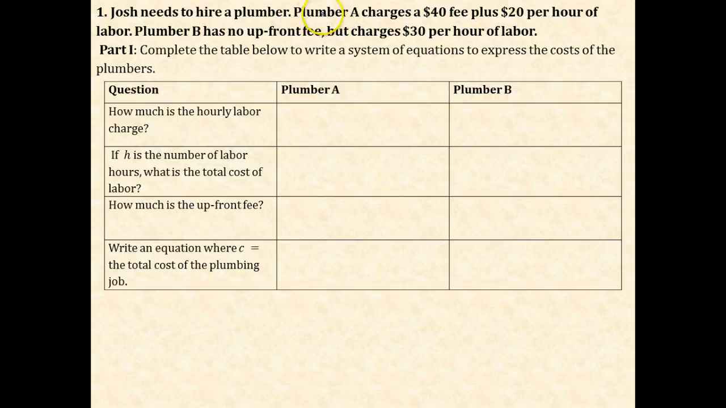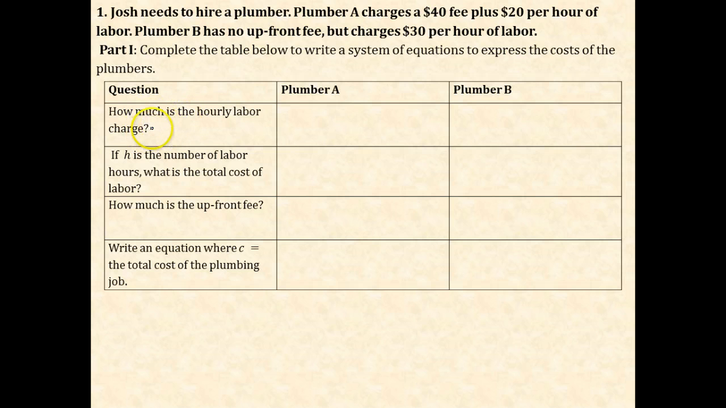Josh needs to hire a plumber. Plumber A charges a $40 fee plus $20 per hour for labor. Plumber B has no upfront fee but charges $30 per hour for labor. Complete the table below and write a system of equations to express the costs of the plumbers.